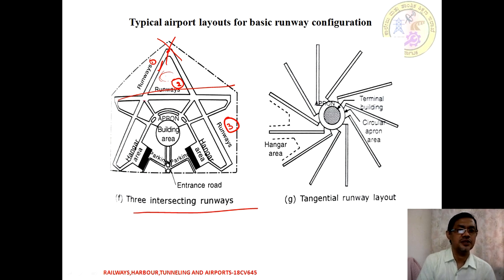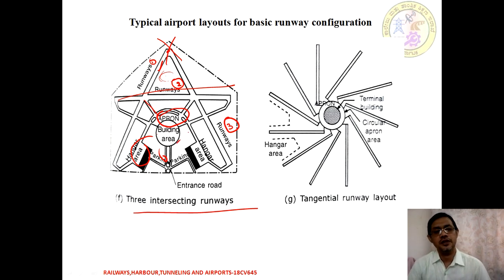So this is going to be the taxiway, then the exit taxiway and the apron, where we have optimal space. Then the hangar area and parking area, and likewise, this is how we arrange the layout for an airport.